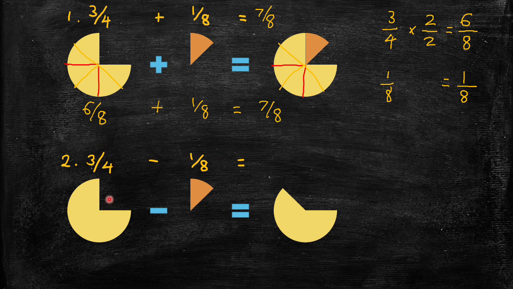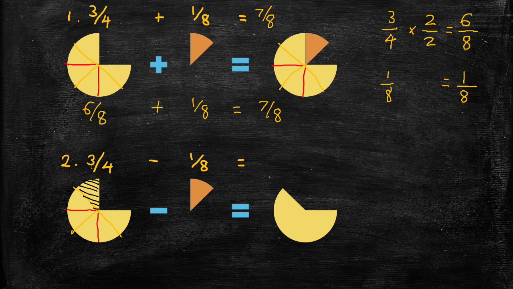So here's my 3/4 of a pizza. Again, let's mark off the slices, and then I want to subtract 1/8. Again, I need the same size slices to be able to do that, and so let's divide my 1/4 slices in the 3/4 of a pizza into 1/8 slices. And let's imagine that I'm going to eat this piece here. I'm taking it away. How much pizza am I left with if I take that 1/8 slice away?